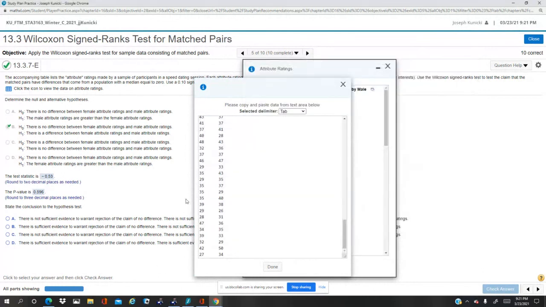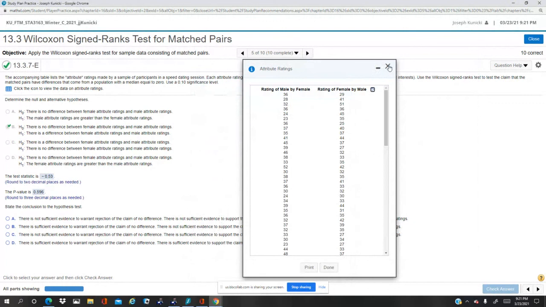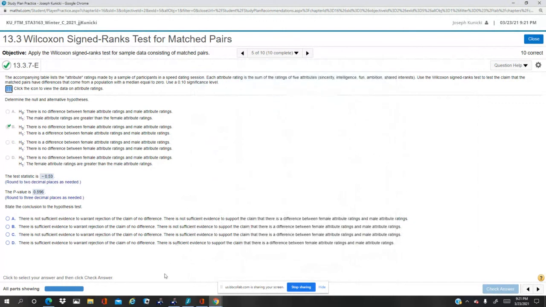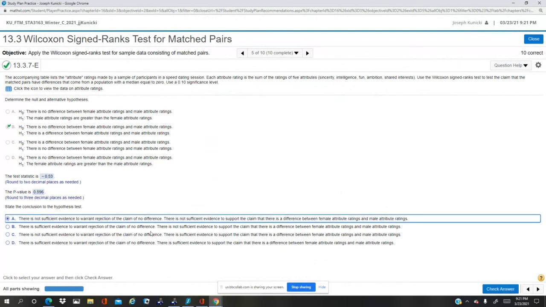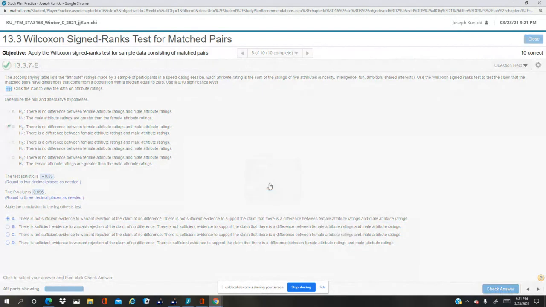All right, so the last question here. State the conclusion. Since the p-value is so high, there's not sufficient evidence to warrant rejection of the claim of no difference. There's not sufficient evidence to support the claim that there's a difference between the male and female. So number A.